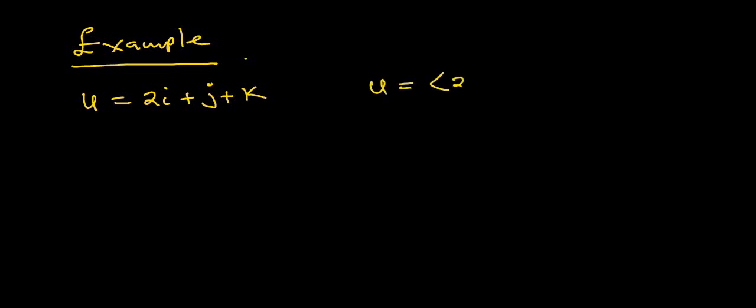So for example, you have vector u, which is equal to 2i plus j plus k. This translates to be what? It's the same as (2, 1, 1), right? Then you have your v, which is already given as i plus j.